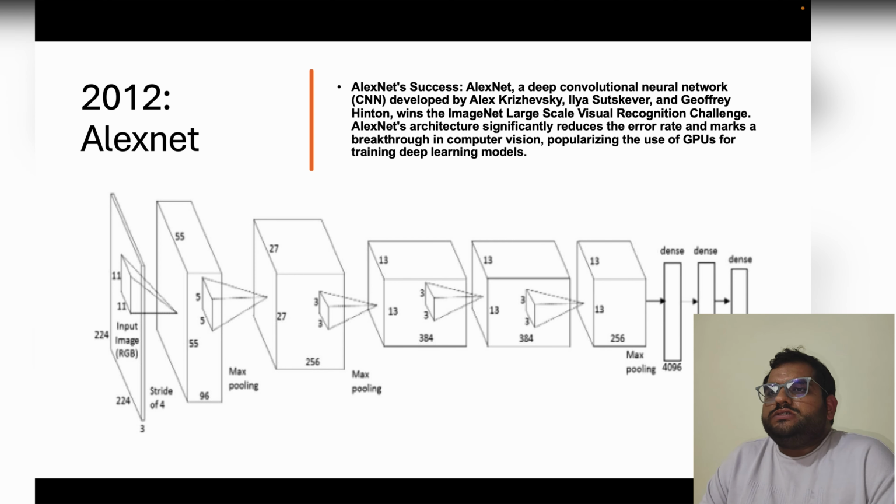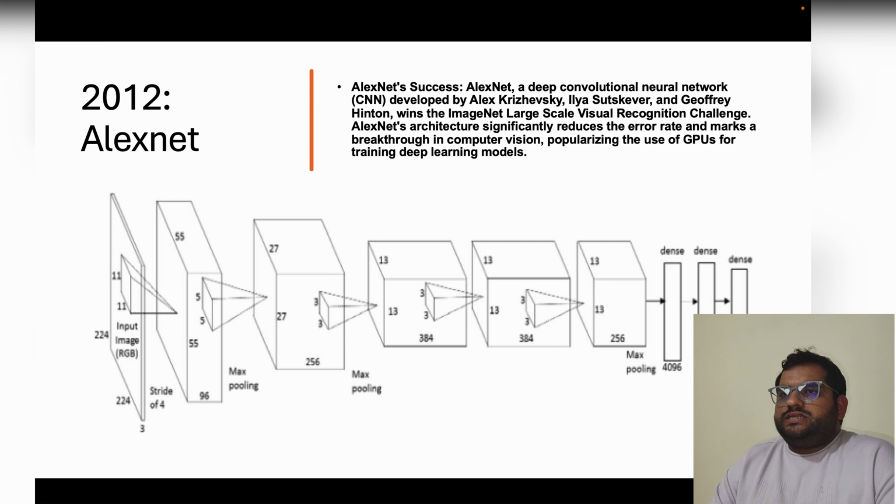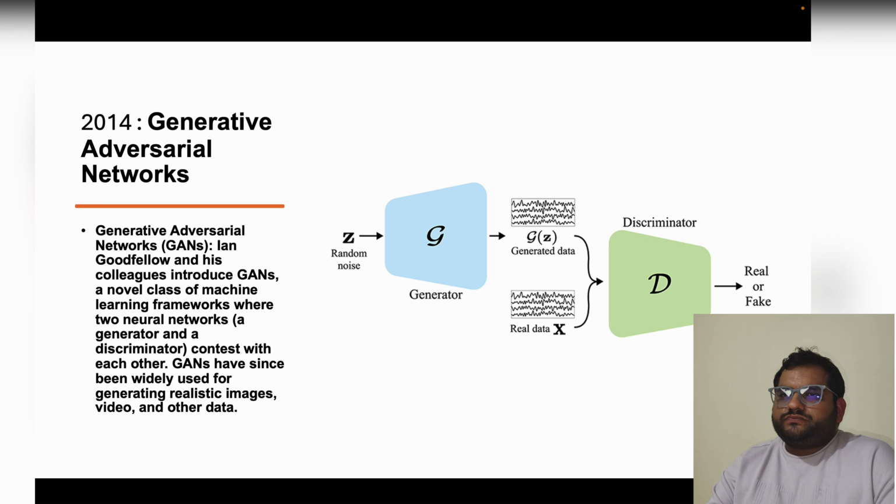But in 2012, AlexNet came up. This was for image processing, and it's a deep convolutional network. They won the ImageNet Large Scale Visual Recognition Challenge, and this was something where GPUs were used, and training started becoming very popular. After that, in 2014, there was another breakthrough, generative adversarial networks, which is GANs.